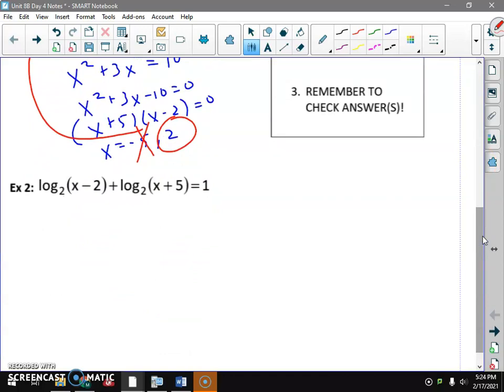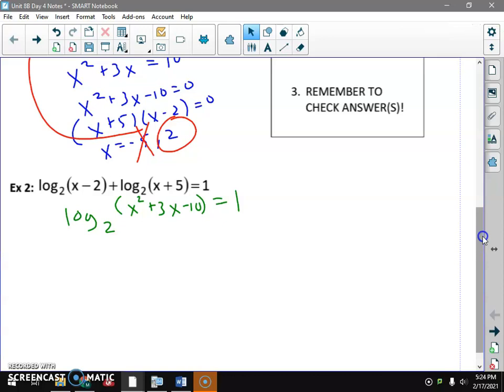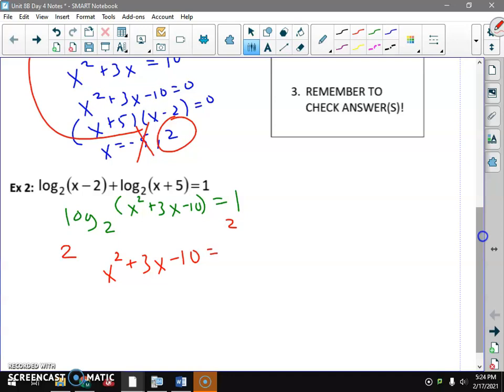All right, let's do it again. Log base 2 of x minus 2 plus, oh, I know what plus means. I'm going to rewrite them as a product. I can FOIL that. x squared plus 5x minus 2x is plus 3x minus 10 equals 1. Can I just drop the logarithms? I can't, because there's not a log on both sides. So what I could do, I could exponentiate 2 to that, or I could rewrite it exponentially, which either way gives me x squared plus 3x minus 10 equals 2 to the first, which is 2.